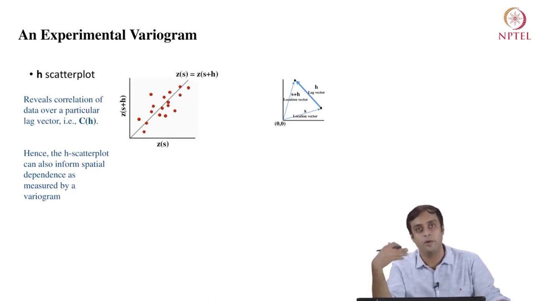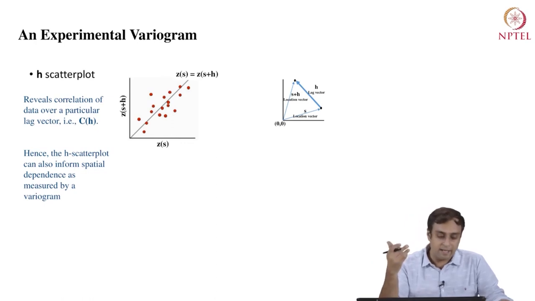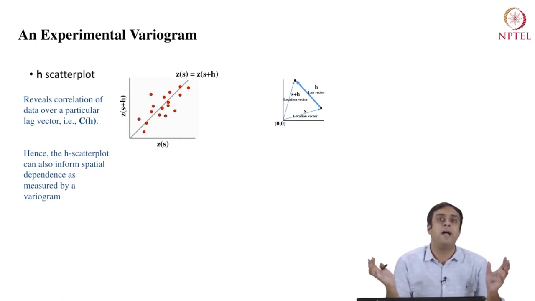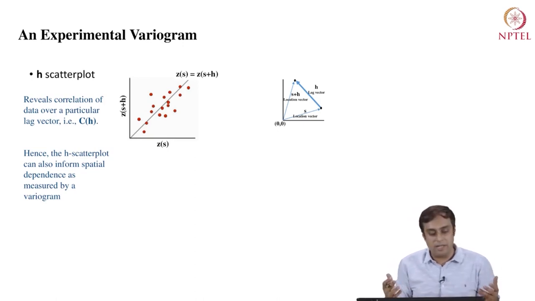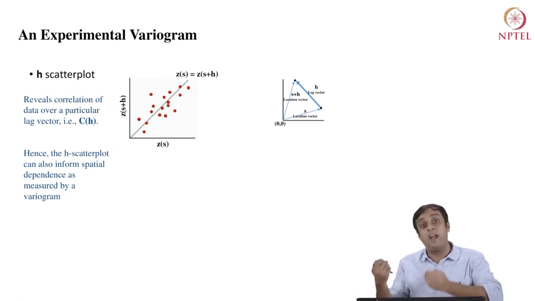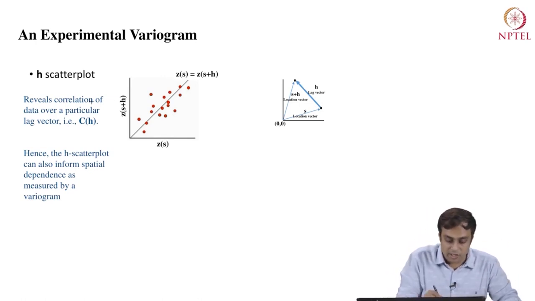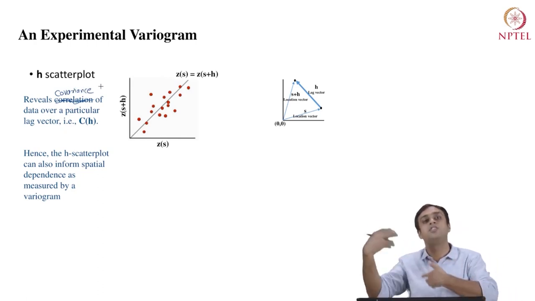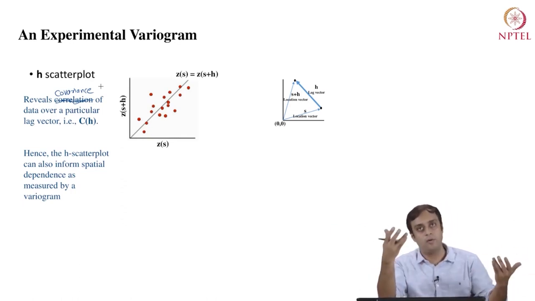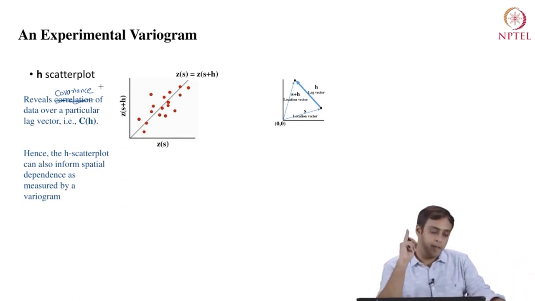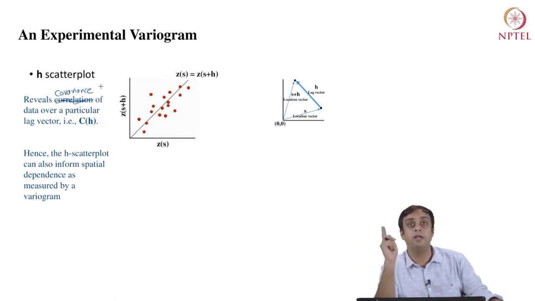Based on this understanding, let's try and create an experimental variogram. That is, we will calculate a variogram value from the data. To do that, first of all, this h-scatter plot or bivariate scatter plot that we have worked with reveals correlation of data over a particular lag vector h. And we know that correlation comes from covariance, so C(h) should be covariance. Sorry about this typo. It reveals covariance directly, and then correlation can be calculated as a function of covariance, or correlogram. And we know from our first slide that covariance and correlation are mathematically and graphically mirror images to each other.